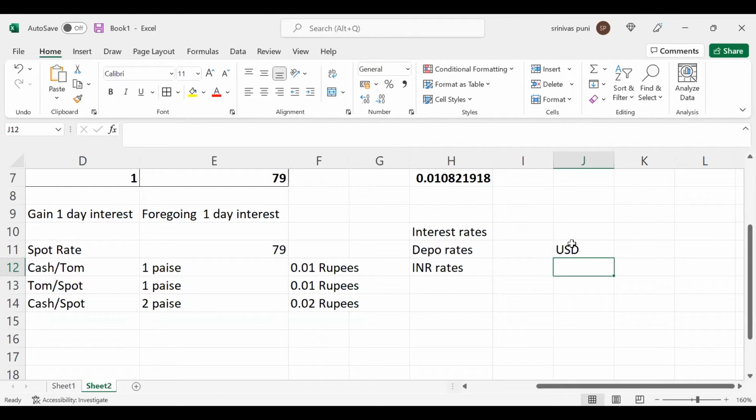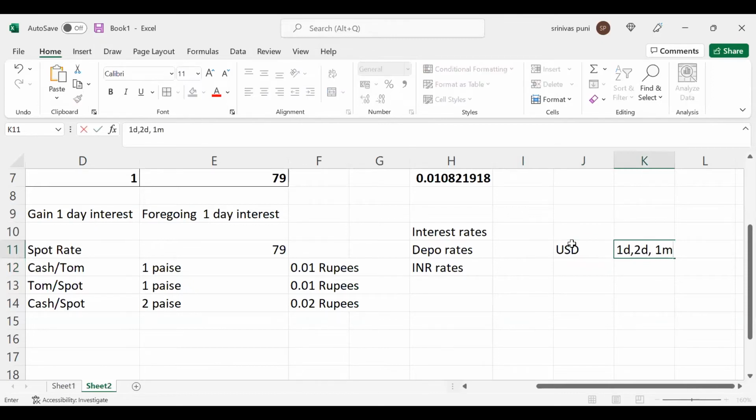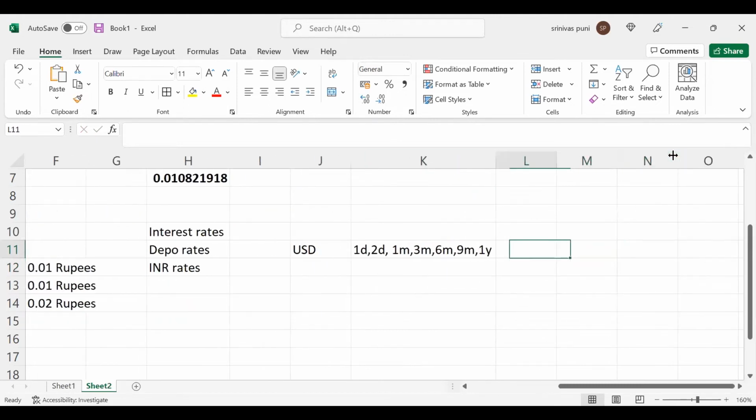And generally, in India, unlike other markets, like in global, as I said, these deposit markets are available for 1 day, 2 days, then 1 month, 3 months, 6 months, 9 months, and 1 year. Up to 1 year, at least, they are available, right? These deposit markets are available in other currencies like dollar and so on.